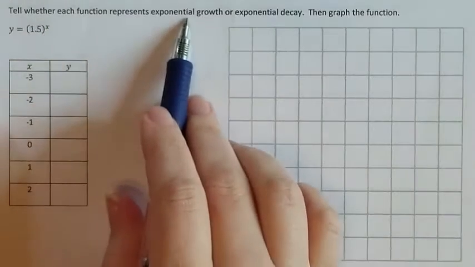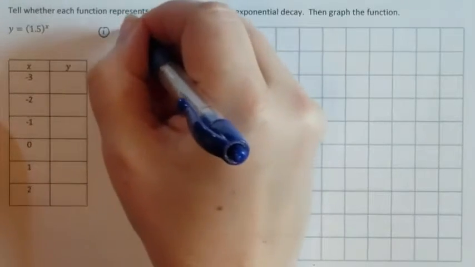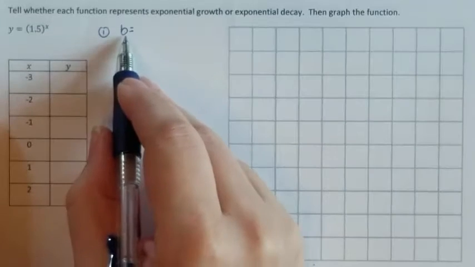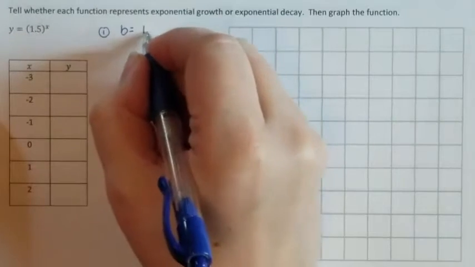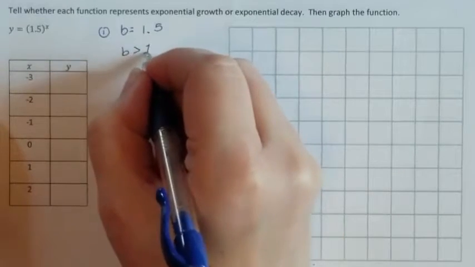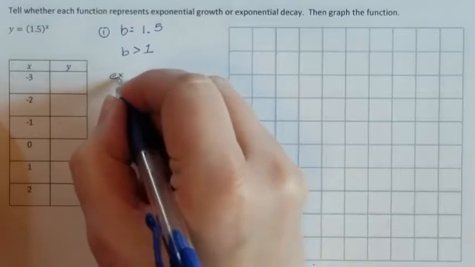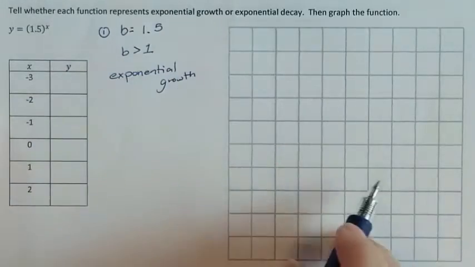First, I'm supposed to decide whether this function is growth or decay. You do that by identifying the b. The b is the value that has x as its exponent. So my value of b is 1.5. Because b is greater than 1, I know this is going to be an exponential growth. So let's go ahead and graph it and prove that it is exponential growth.